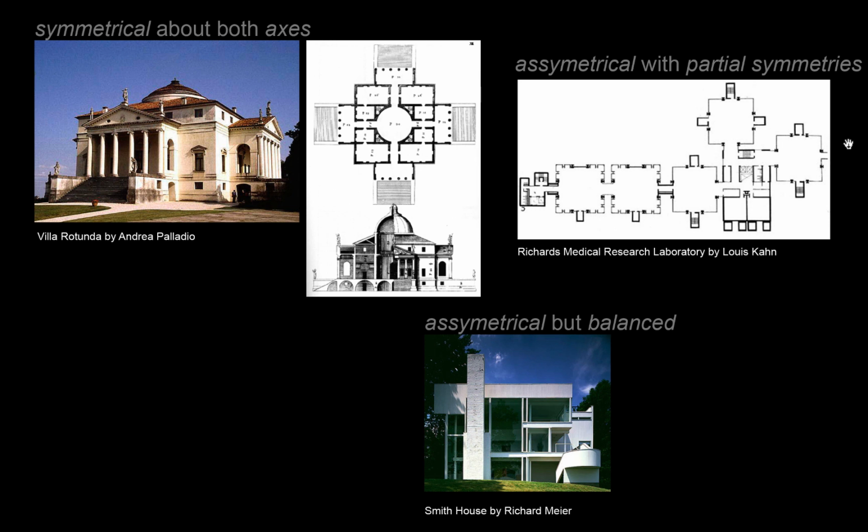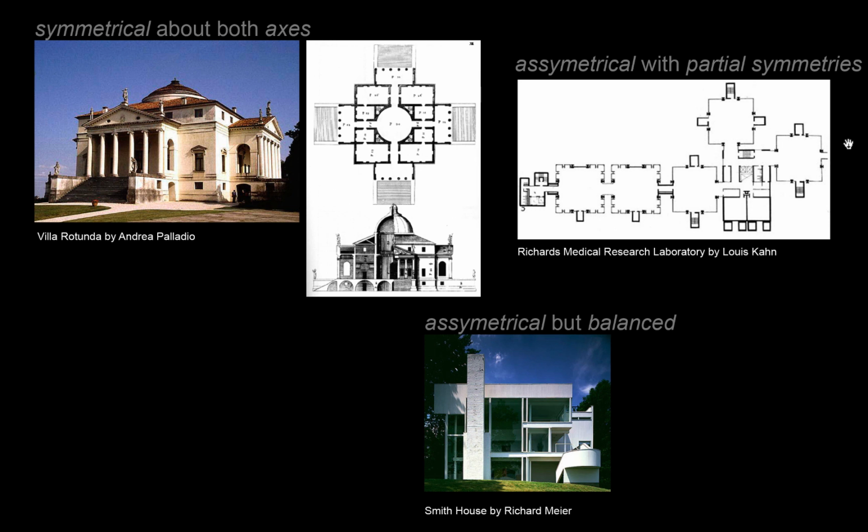So again, we have the Villa Rotunda by Andrea Palladio. So this building is symmetrical about both axes, meaning that if you folded this building in half vertically, or if you folded it in half horizontally, it actually all overlaps. So it's symmetrical about both axes.